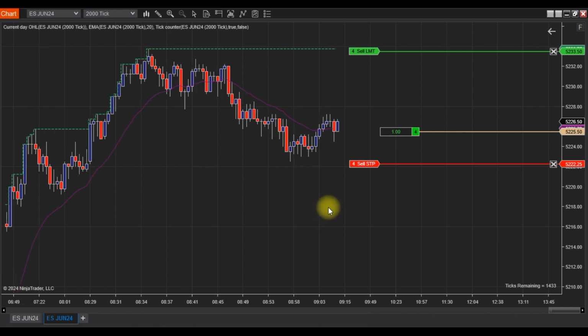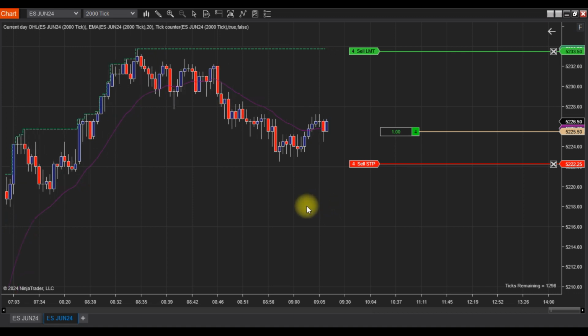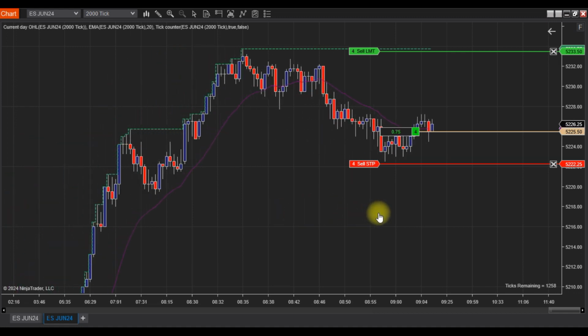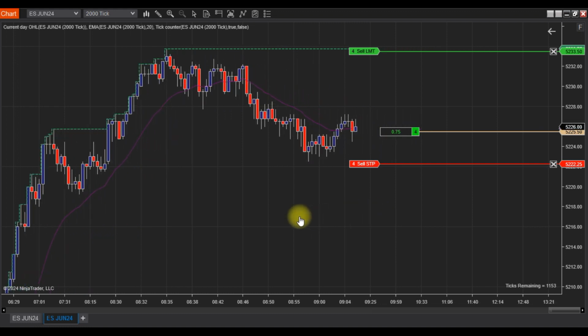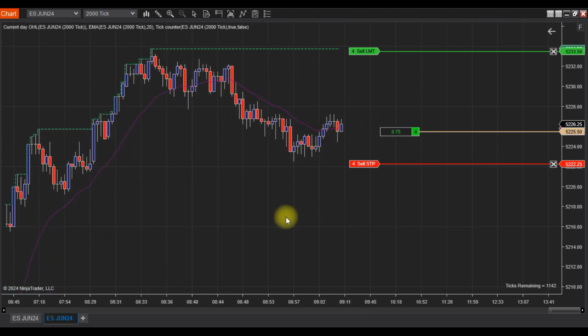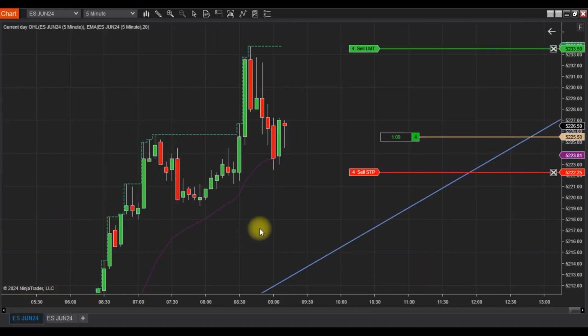I have no idea what will happen here. Maybe we'll win, maybe we'll lose. I don't know. But sometimes you just have to take these trades no matter what the outcome is. My risk is small, my reward is good. There's relative reason here.